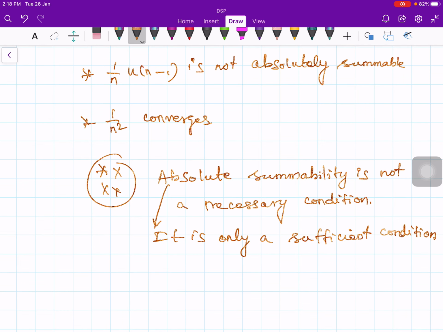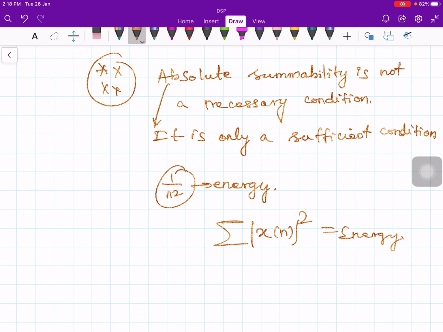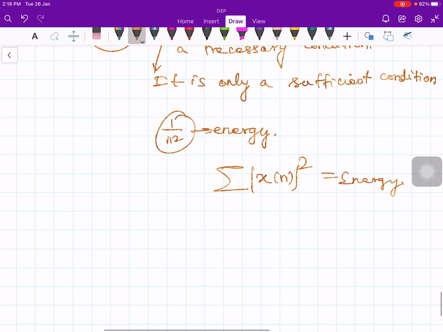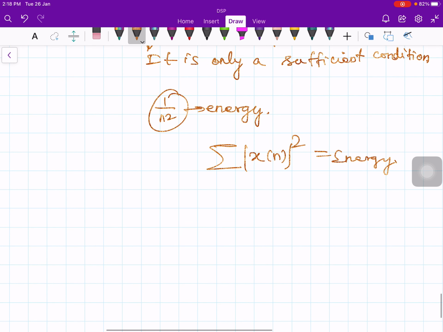Now this is an example of a sequence whose energy is finite. Suppose you take 1 over n squared, what does it mean? It is energy, right? Energy of the sequence, that means you take x of n, then this is the energy. So energy is finite. Energy is finite means square summable. Okay, so we get the next statement.